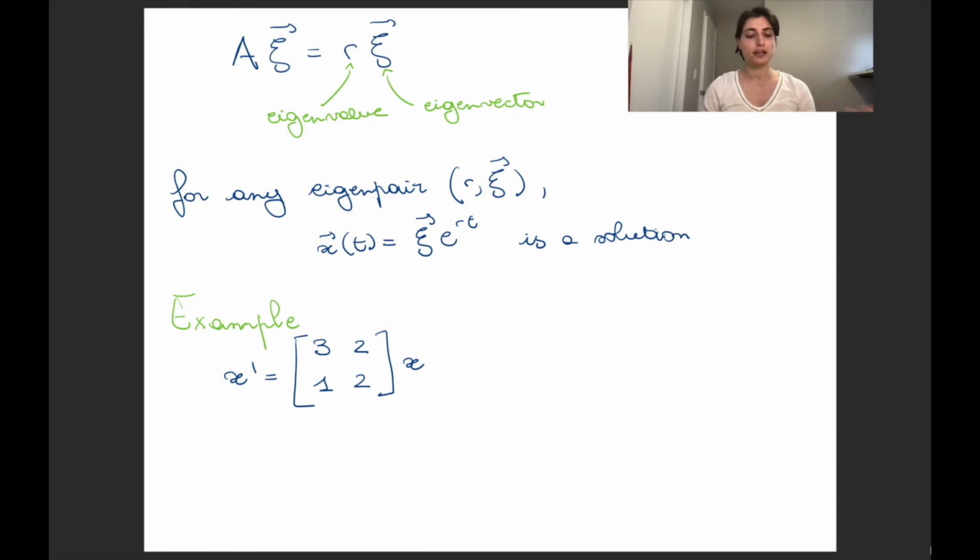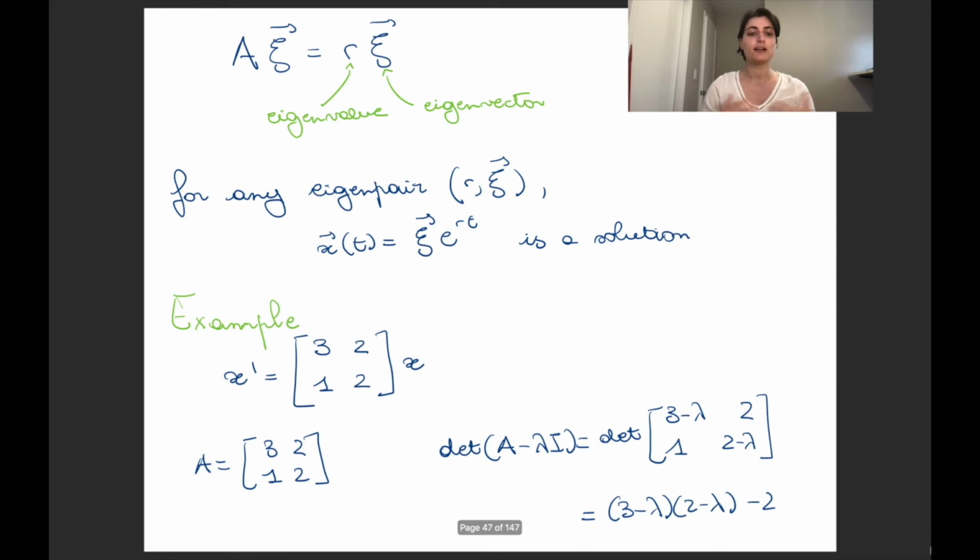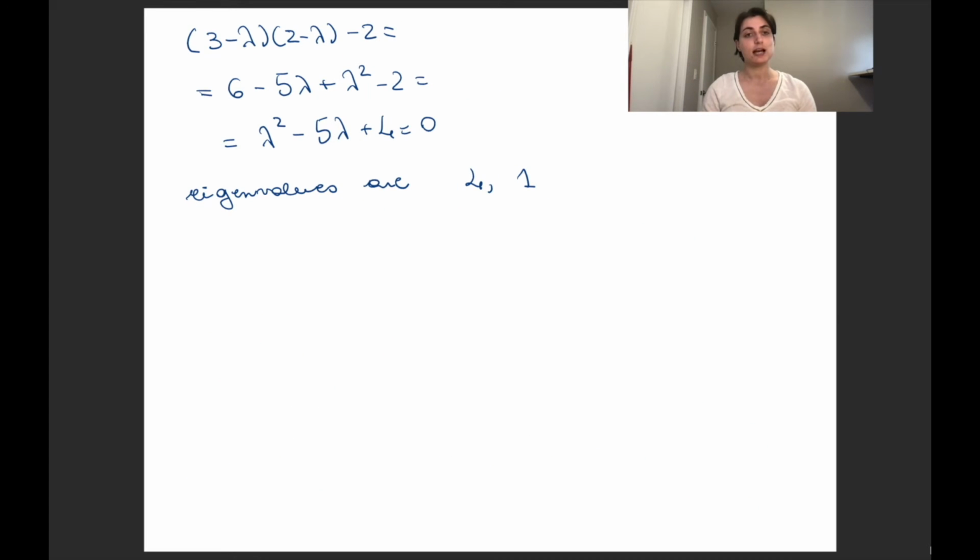For example, if we take this x prime equals the matrix 3, 2, 1, 2 times x, we can compute the eigenvalues of it. That means we have to compute the determinant of A minus lambda I, where I is the identity matrix. That gives us the determinant of 3 minus lambda, 2, 1, 2 minus lambda. And if we compute the determinant, it is 3 minus lambda times 2 minus lambda minus 2. And if we do the steps, we find that the eigenvalues of this matrix are 4 and 1.